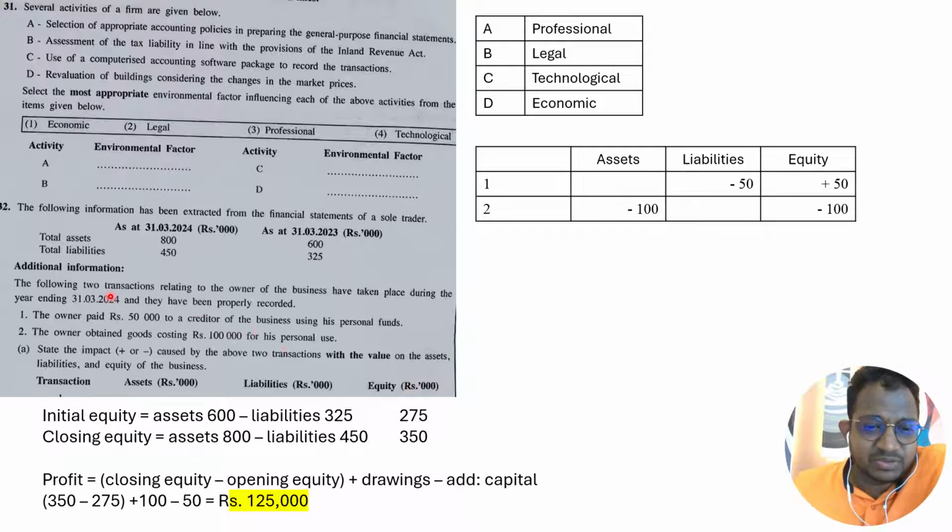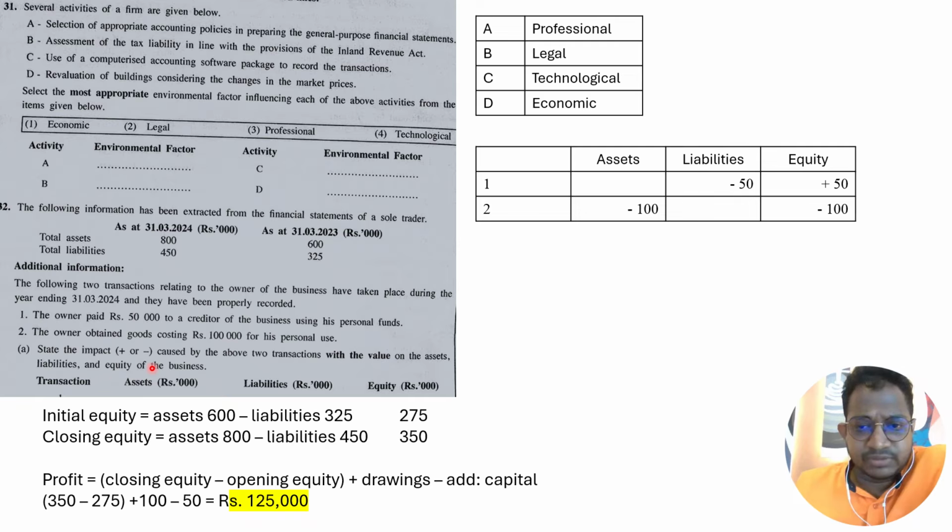And then the 32nd one is very easy. They give the total assets and total liabilities for the opening date and closing date. And here it says the owner paid 50,000 to the credit of the business, and the owner obtained goods costing 1 million for his personal use. Then they are asking for the stated impact, plus or minus, caused by the above two transactions on the value of the assets, liabilities, and equity of the business.